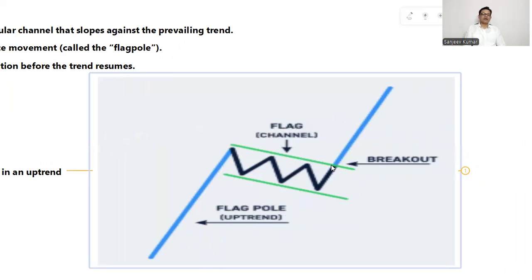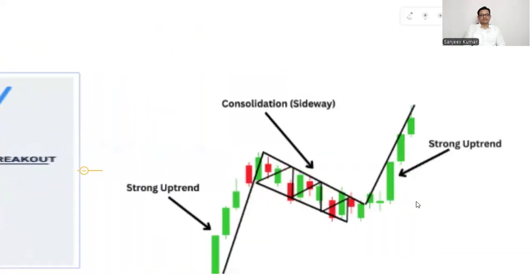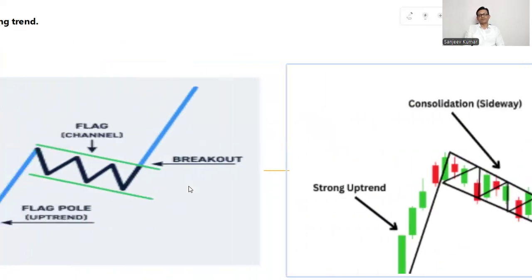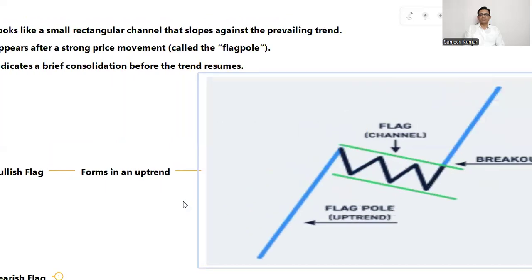And when the breakout happens, this is the confirmation point that the trend will continue, and your chart will look like this. This was the uptrend. This is the flag pattern, and this is the breakout. So I think it must be clear to all of you.